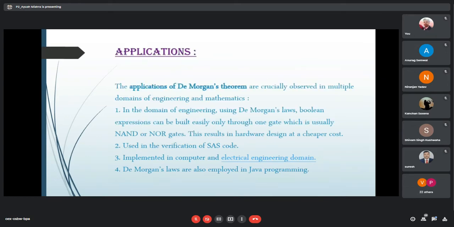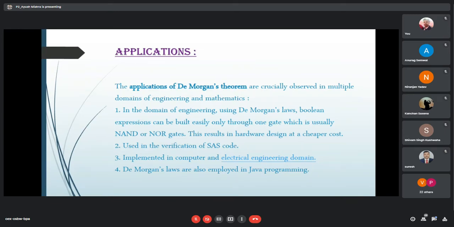Yes, the most major question: why on earth are we studying De Morgan's theorem? We are going to look into its applications. The applications of De Morgan's theorem are crucially observed in multiple domains of engineering and mathematics. Firstly, in the domain of engineering, using De Morgan's law, Boolean expressions can be built easily using just one gate, which is usually a NAND or NOR gate. This first application is the most important application of De Morgan's theorem.